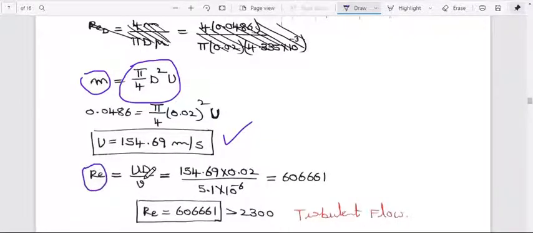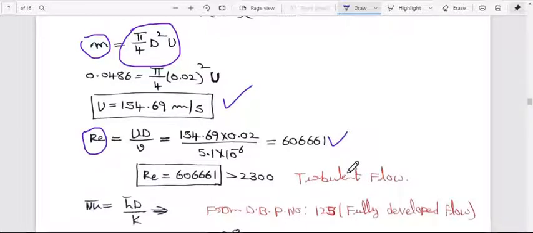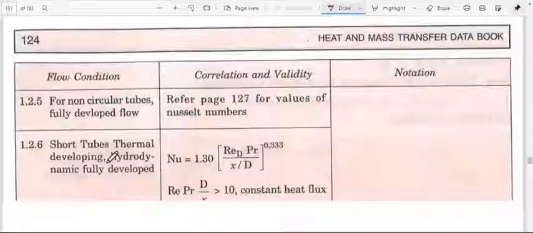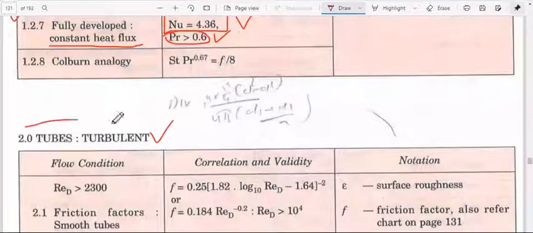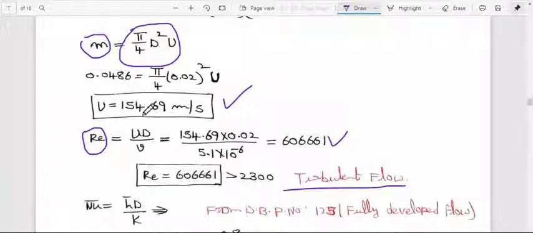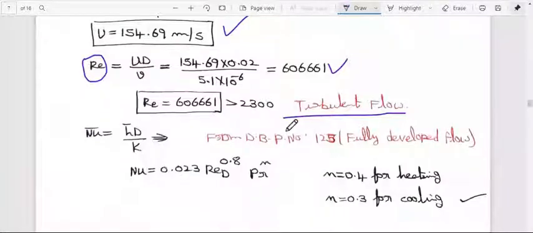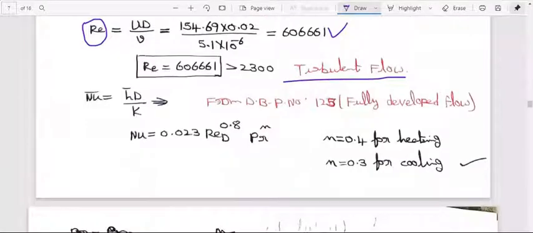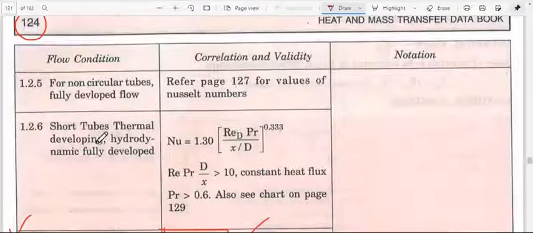So the U value is known. Now we need to calculate the Reynolds number by substituting the U value, D value and nu value. After substituting these values in the Reynolds number equation, the Reynolds number is greater than 2300. That is turbulent flow. So going to the data book page for turbulent flow in tubes, that is page number 124. From data book page number 124, determine the average heat transfer coefficient.